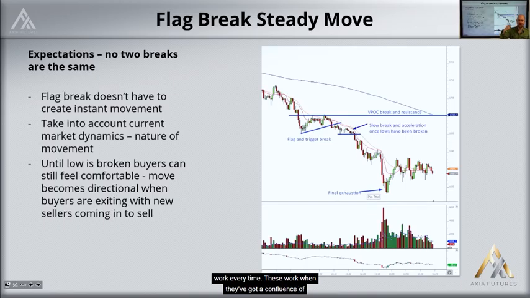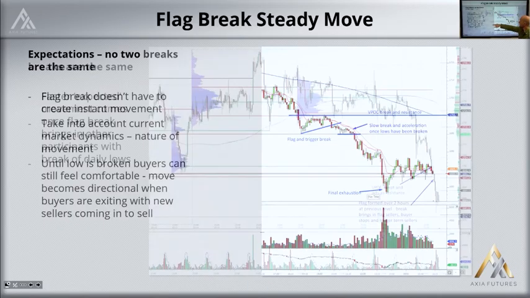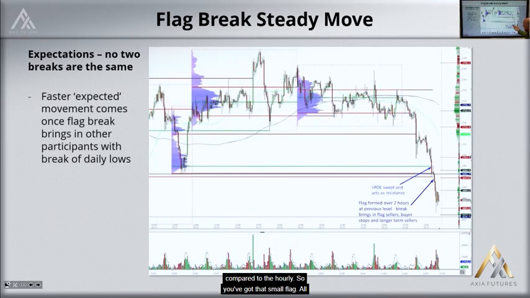These work when they've got a confluence of reasons to work, when you've got people selling for other reasons as well. And what the flag does is it allows the market enough movement to get beyond perhaps the next level, which then allows for the wider move. So let's bring this in compared to the hourly. So you've got that small flag. All of a sudden, this takes on such a bigger story when you put it onto an hourly.